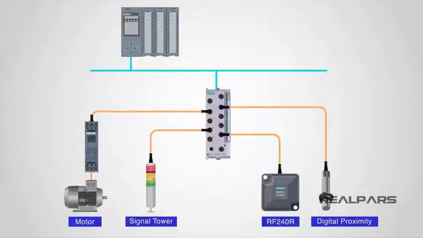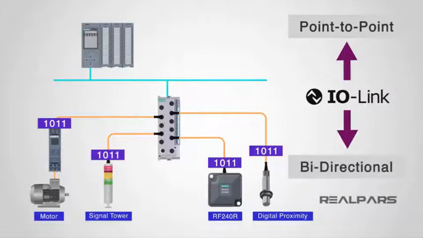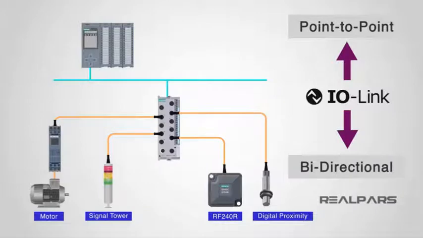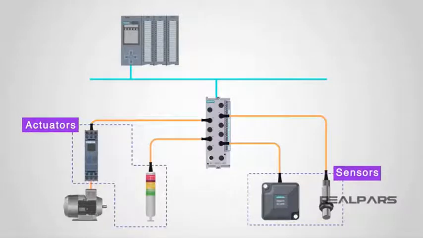I/O link is a communications protocol that works point-to-point. A point-to-point communication connection is a communications connection between two separate endpoints or nodes. I/O link is bidirectional, meaning it works two ways and works over a short distance. It is primarily used to communicate with sensors and actuators in plant or factory automation processes.